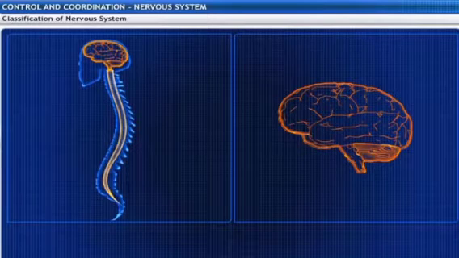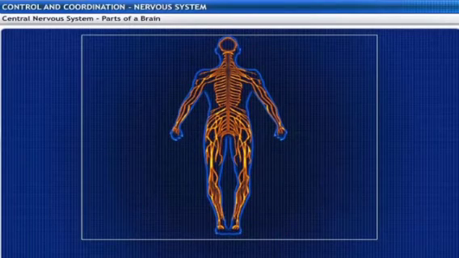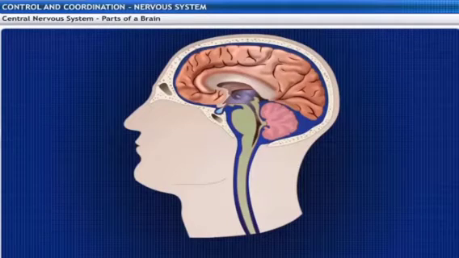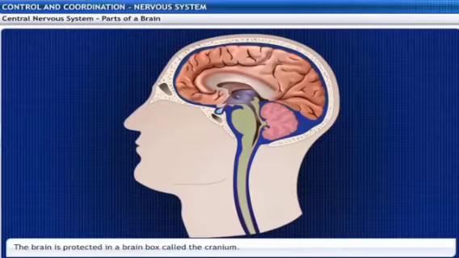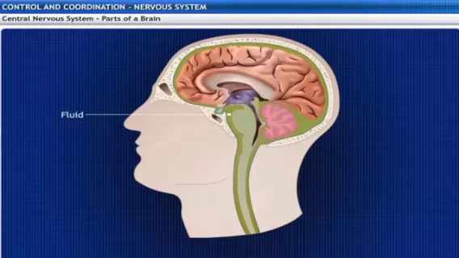Let's discuss the brain in detail. The brain is the main coordinating center of the body. It is a relatively small organ and constitutes about 2% of our total body weight. The human brain is a delicate organ and protected in a brain box called the cranium. Inside the cranium, the brain is contained in a fluid-filled space, which provides further shock absorption.